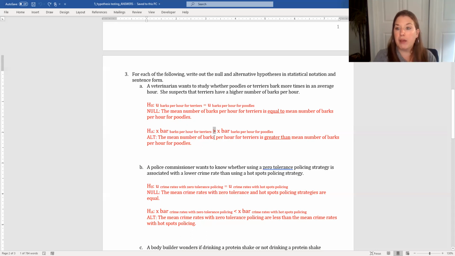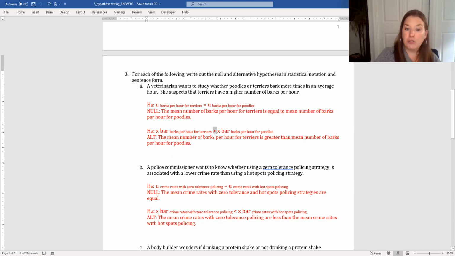So this sign is dependent upon how the research statement is worded. So we know that the alternative hypothesis, you have three choices. It could be does not equal, it could be greater than, or it could be less than, depending on how the research statement or question is worded. Here it says she suspects that terriers have a higher number of barks per hour. So now we know this is a directional alternative hypothesis. We're making a guess about which group is greater than or less than the other. So we say that the mean number of barks per hour for terriers is greater than the mean number of barks per hour for poodles.